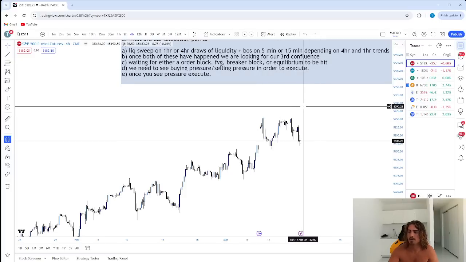Because again, you guys don't know anything about trading. You don't even know how to enter a trade. You don't know where to put your stop loss. You don't know where to put your take profit. We're going to get there in part 3 probably. But right now, let's just talk about identifying these.